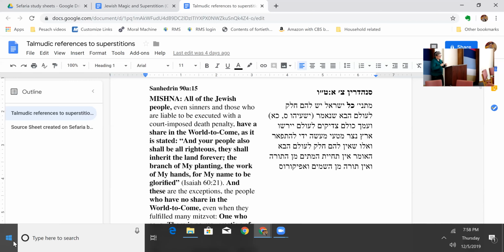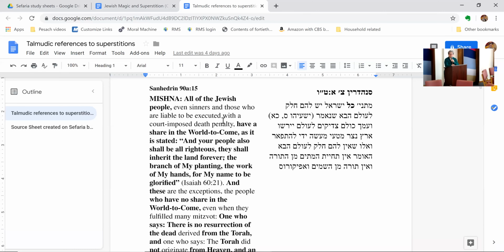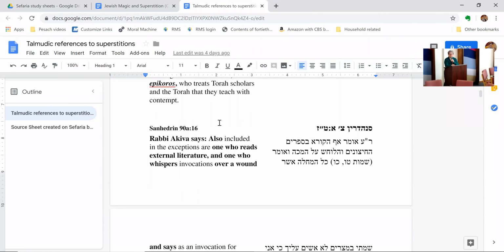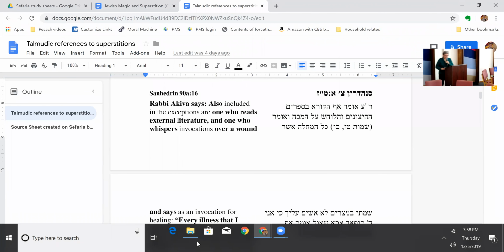So then we go a little bit further, and let me just scroll down. Let's see if we do this. Yep, there we go. Okay. So Rabbi Akiva says, also included in the exceptions, he wanted to add to this list, one who reads external literature. Okay, so that's the text.